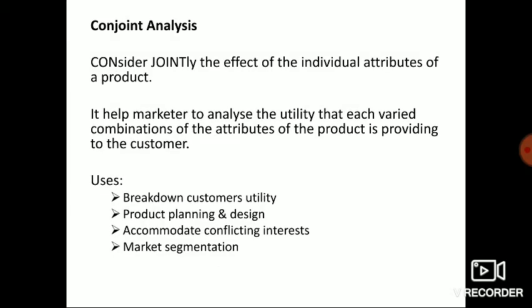The second multivariate analysis is conjoint analysis. It considers jointly the effect of individual attributes of a product. In order to identify the individual characters of a product or brand, we go for conjoint analysis. For example, any marketer wants to evaluate customer perception of their product or brand, how customers feel about it. That can be identified by performing a conjoint analysis. So these are its uses.